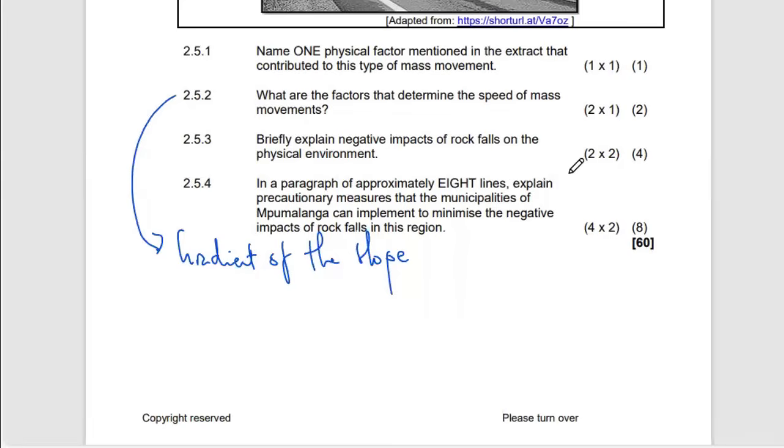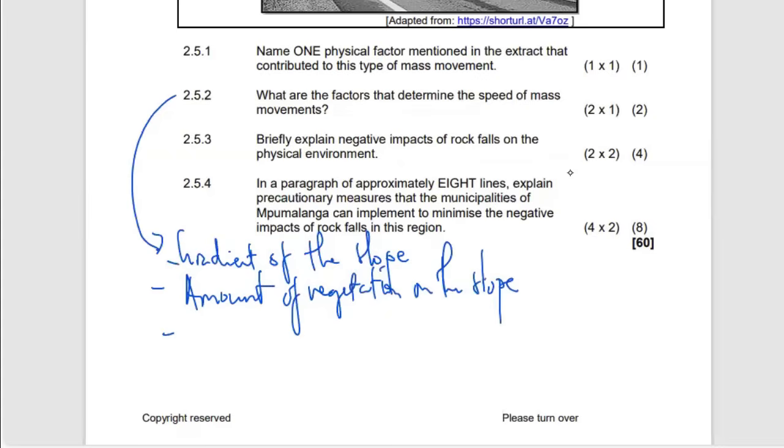And also look at the amount of vegetation on the slope. If there's vegetation, it stabilizes the slope and the movement will be slower. But if there's no vegetation, it's likely that the movement would be fast. The amount of moisture in the soil also determines it. If there's more moisture, the movement is likely to be faster because moisture provides a lubricant for the movement of the material.